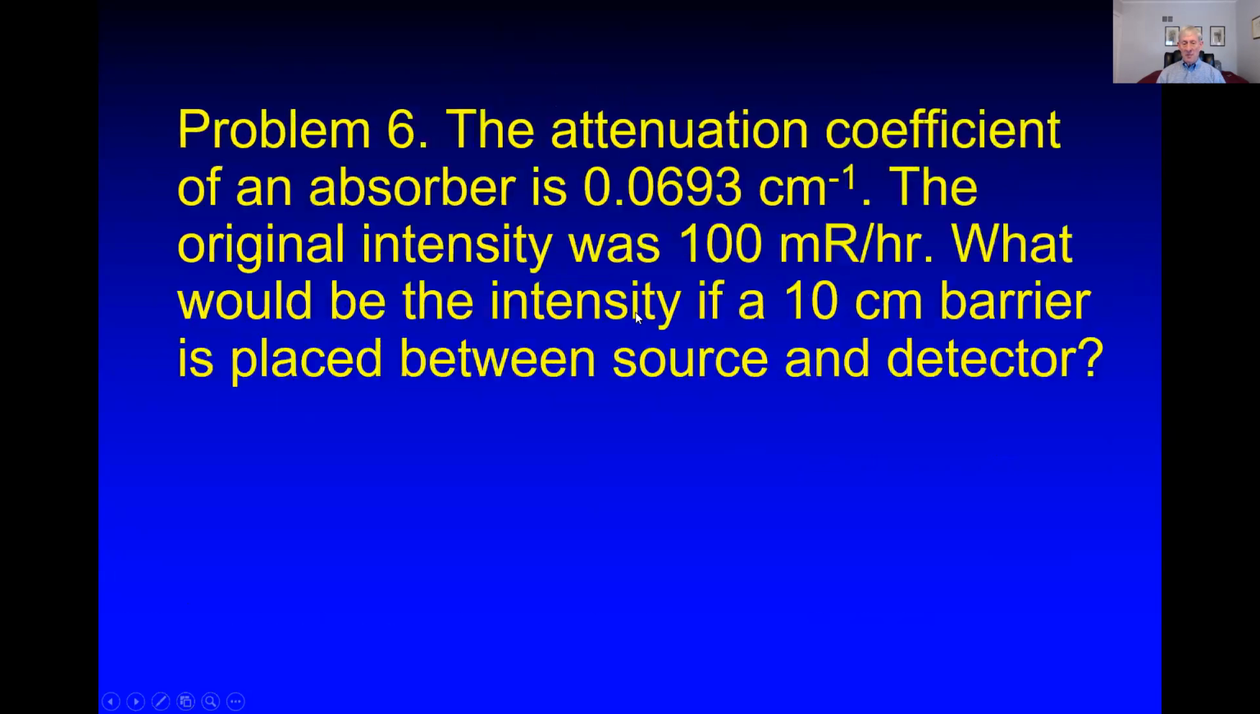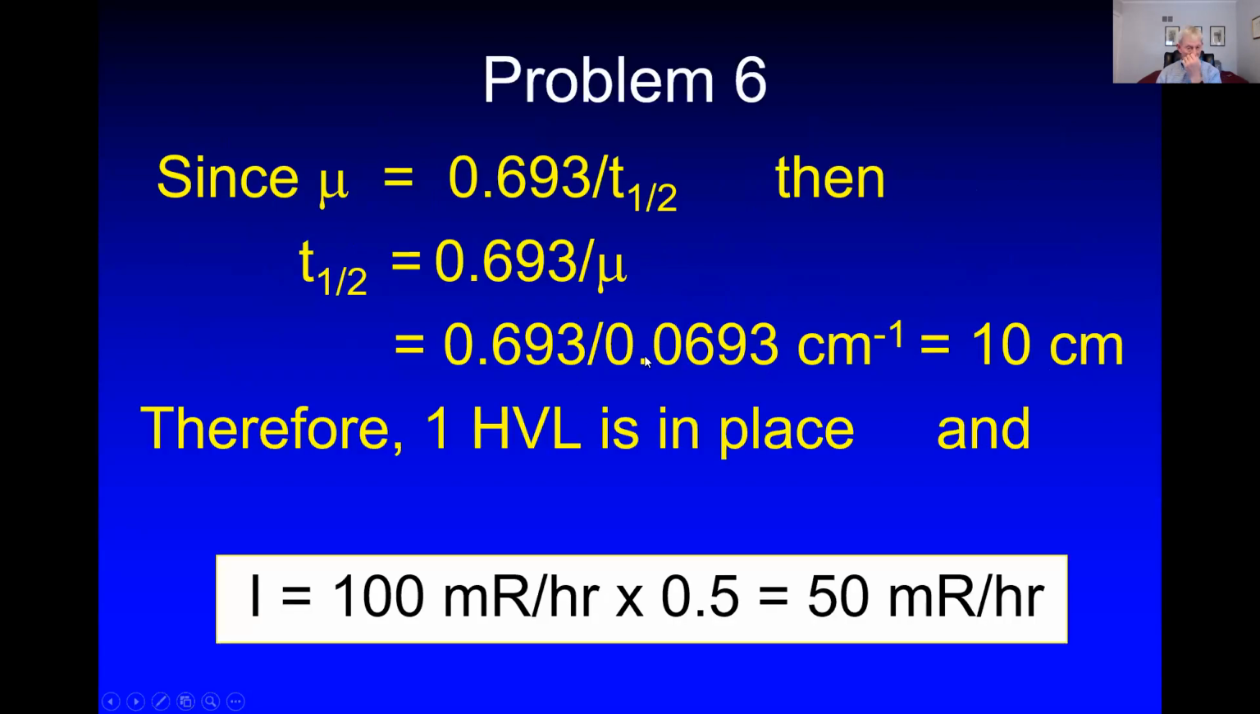Skipping problem number 3. This is identical to the problem we worked with half-life before. Mu, the linear absorption coefficient, is 0.0693 centimeter to the -1. Remember I told you before, if I saw that number, I would think, oh, 0.693, something's going to cancel. The original reading is 100 and the barrier is 10. So let's take a look. We're going to solve first for HVL. We don't know what that is.